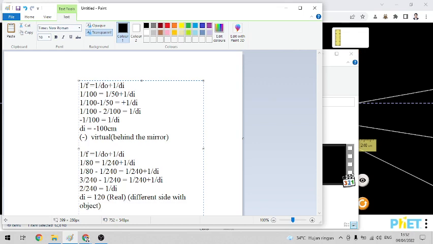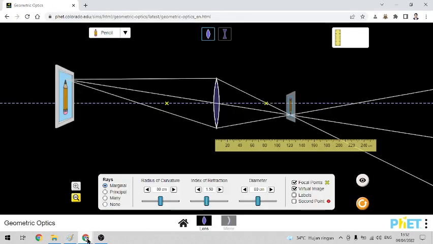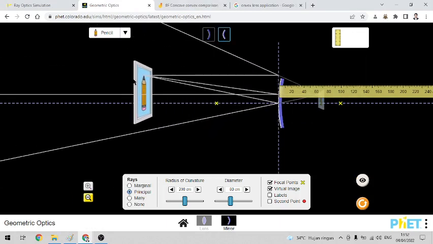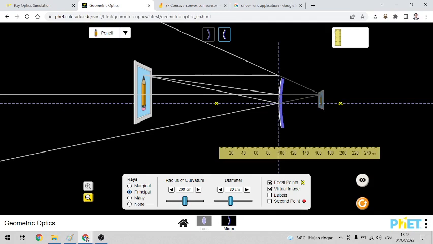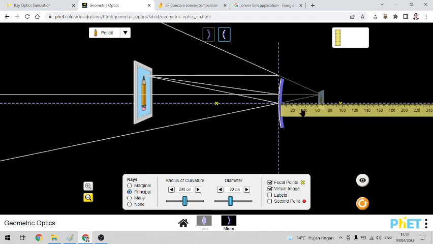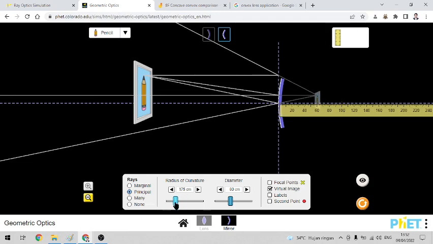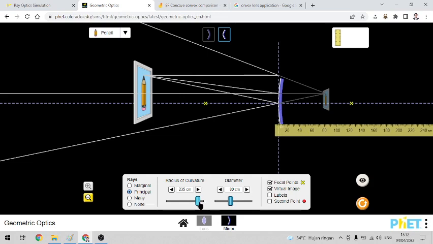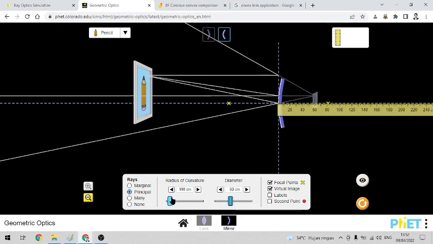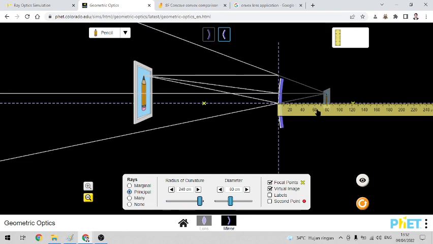Now, for the convex mirror, the focal length is negative because the focal length is behind the mirror. So we can measure it like this. This is the focal length. I can change it. Let's use another number. Let's use 120.